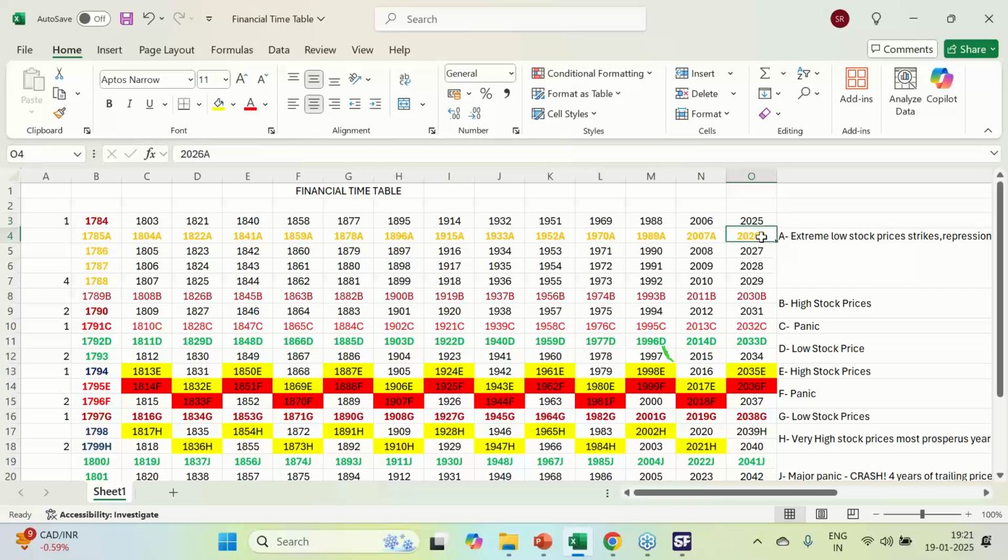Then there is a 2026 trend which will continue till 2029, because it is a 4-year trend. Then there will be a 1-year trend. Then again a 2-year trend will be there. So by this process, Gann's financial timetable is arranged.